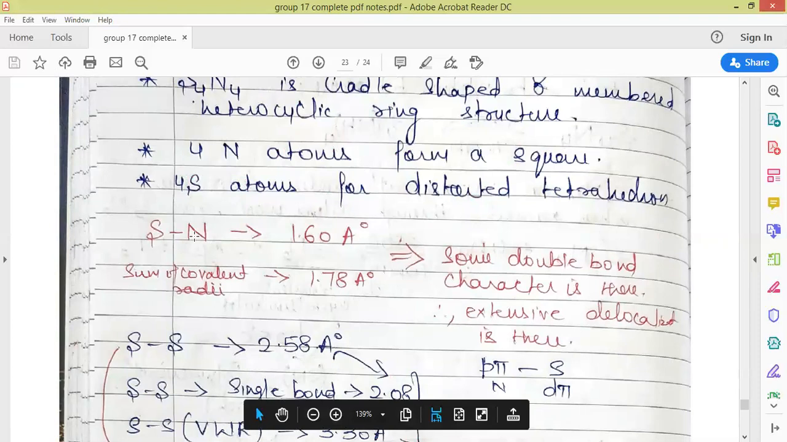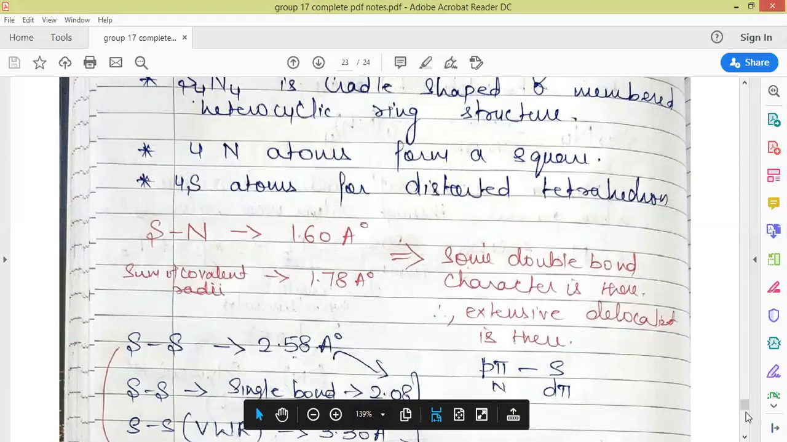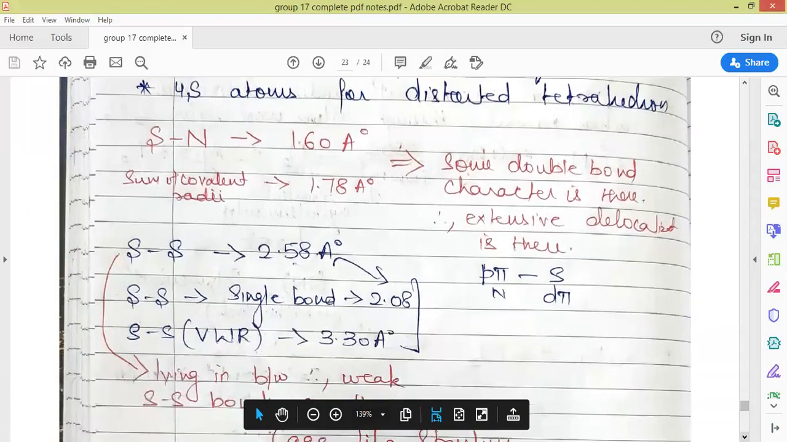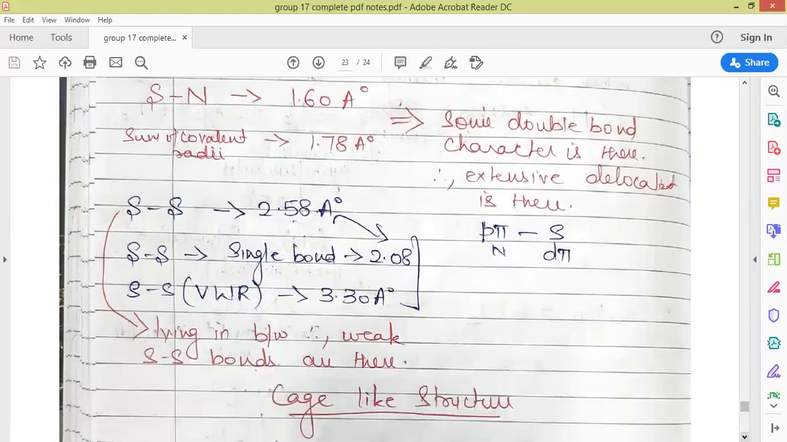So here the S-N bond length is 1.60 angstrom, which is less than the sum of their covalent radii, that is, it is shorter than the single bond length. So there is some double bond character, which predicts the presence of extensive delocalization due to p pi and d pi overlap, p pi orbitals of nitrogen and d pi orbitals of sulfur.